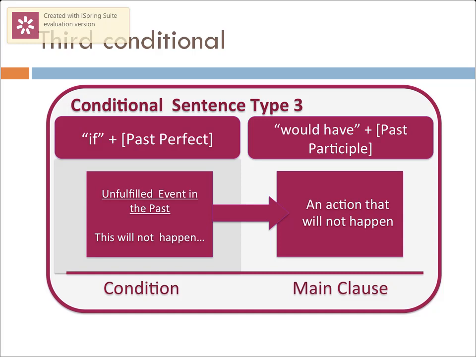So in a third conditional sentence, we are talking about an unfulfilled imaginary event in the past. So the condition as well as the result, both of them are in the past. An action that will not happen in the present, it did not happen in the past. So naturally, the if clause will have the verb in past perfect form, and similarly the result or the main clause will have would have plus the past participle of the verb.